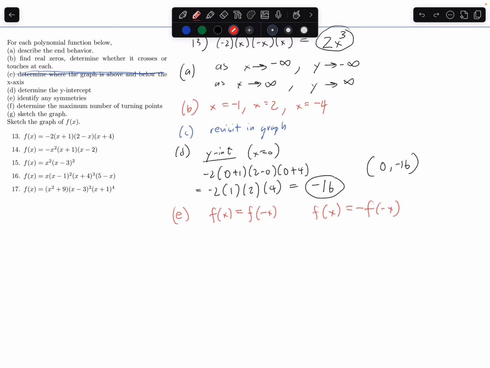How are we going to check this? So what is f of negative x in this case? It would be negative 2, negative x plus 1, 2 plus x, negative x plus 4. And just by inspection, I can tell this is obviously not equal to the original f of x.